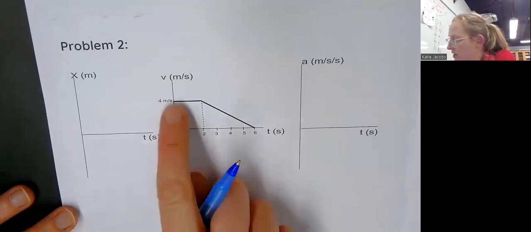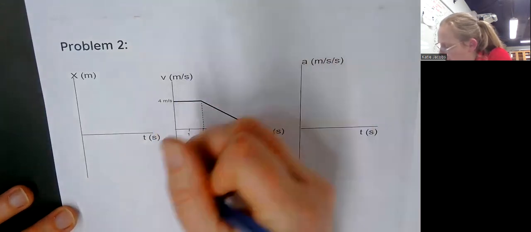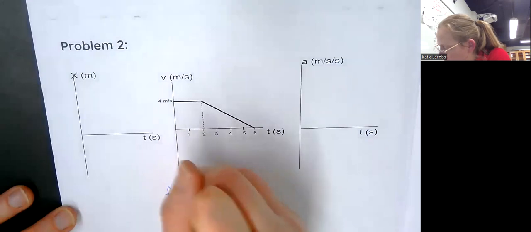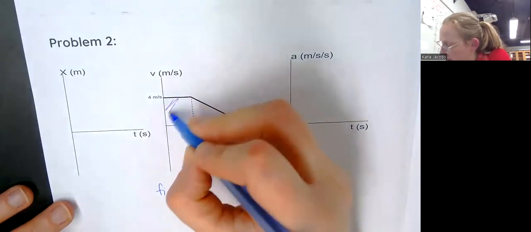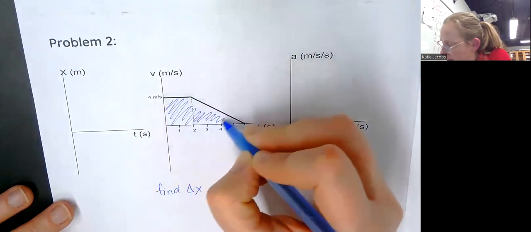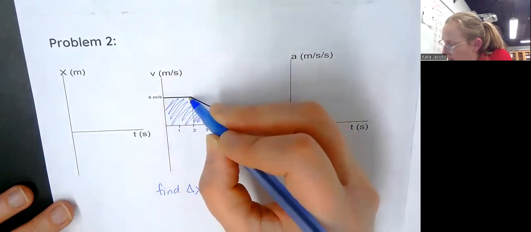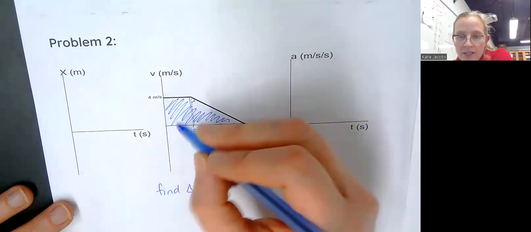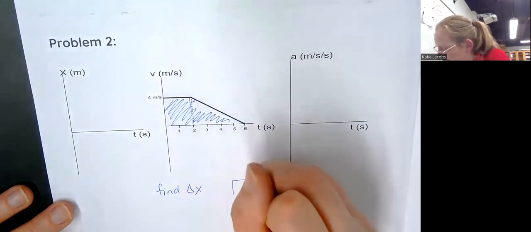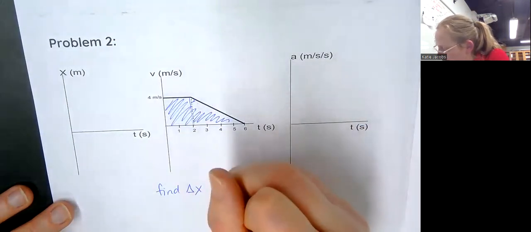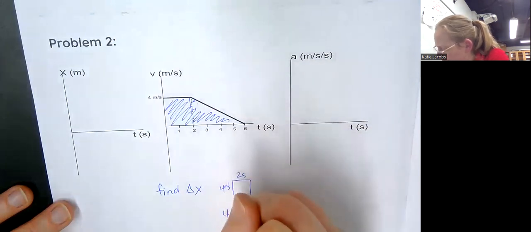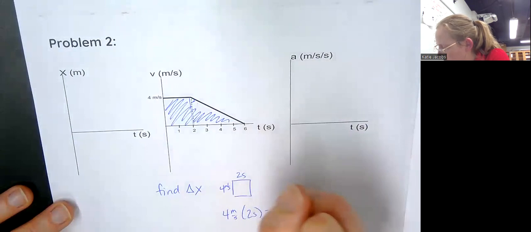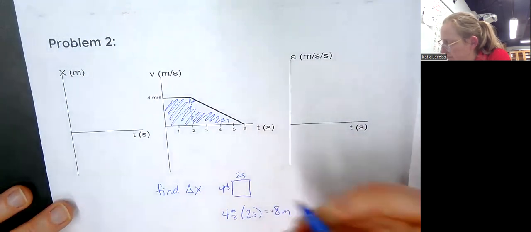Problem 2, my velocity graph here, I'm going to find the displacement, which by the way is delta x. It's the symbol for displacement, it means change in position. It's going to be this between the line and the x-axis. So once again, it's a rectangle and a triangle. This is 2 seconds wide and 4 meters per second tall. So that's going to be 8 meters positive.